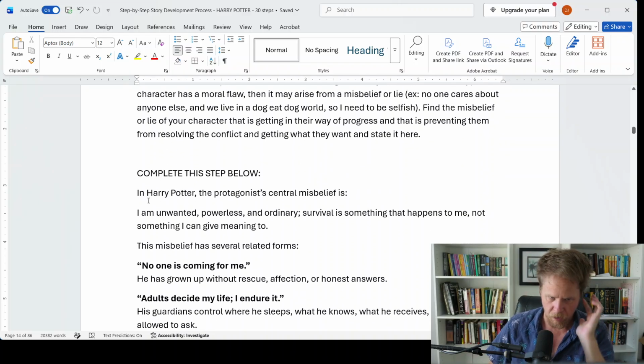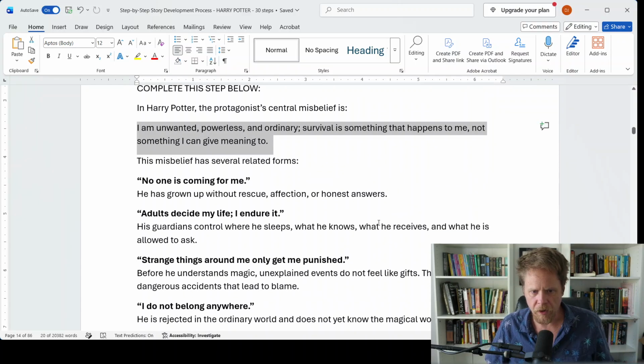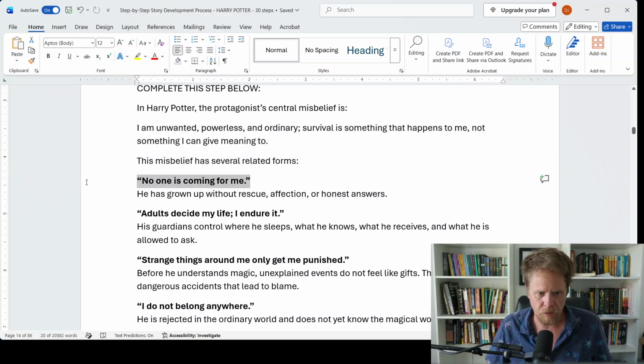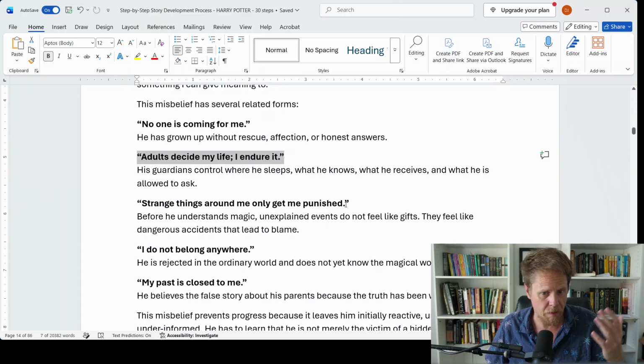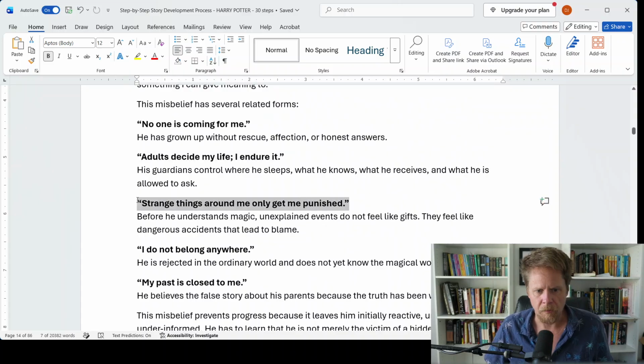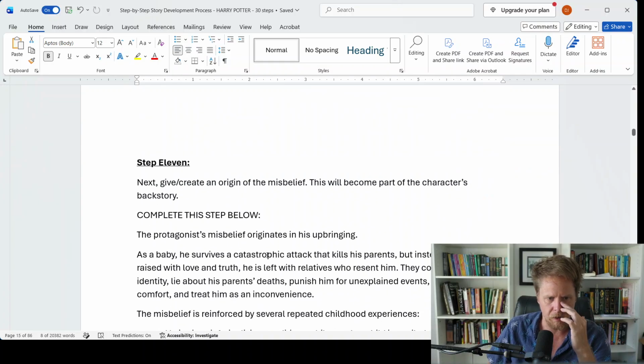So for example, in Harry Potter, we said that the protagonist's central misbelief was, I am unwanted, powerless and ordinary. Survival is something that happens to me, not something I can give meaning to. No one's coming for me. Adults decide my life. I endure it. Strange things that happen to me because I'm a wizard only get me punished. Those are the misbeliefs of Harry Potter.